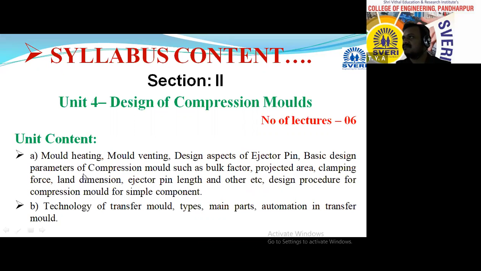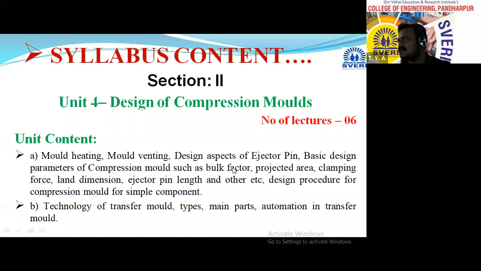In this we are going to discuss some concepts like mold heating and mold venting. These 2 parts we will discuss, and after that the various design related aspects that we are going to consider in designing a mold for the compression molding process. That part will get covered in this.